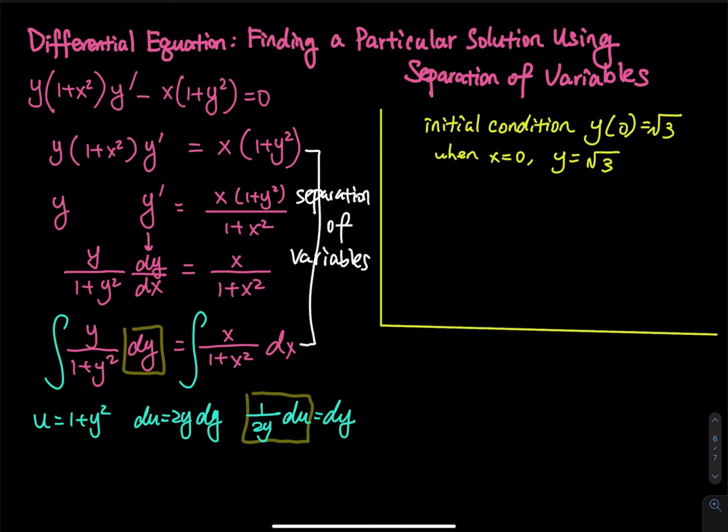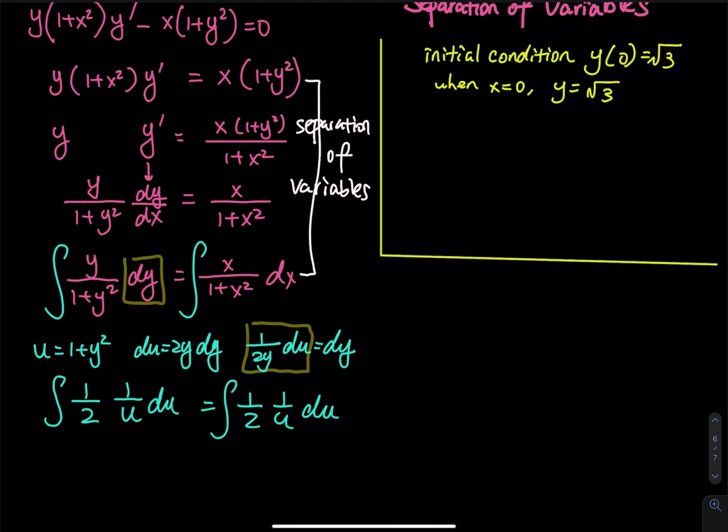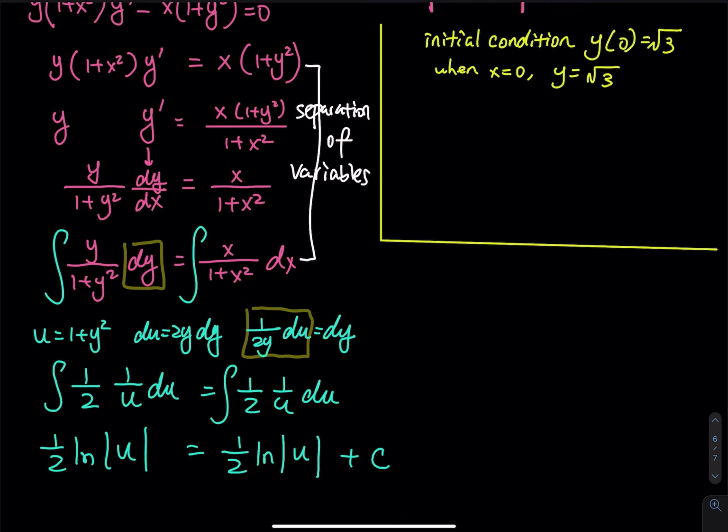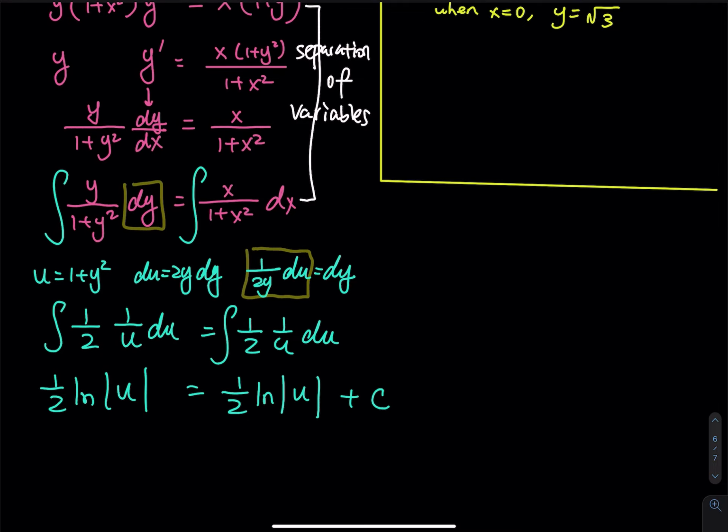So the y will be cancelled. We have the integral of 1/2 times 1 divided by u du, and on the other side, that is 1/2 times 1 divided by u du as well. And that is ln. So we have 1/2 ln absolute value of u equals 1/2 ln absolute value of u plus c. Usually I stick the plus c to the x side, and then the u is 1 plus y squared and 1 plus x squared. So we put that back.